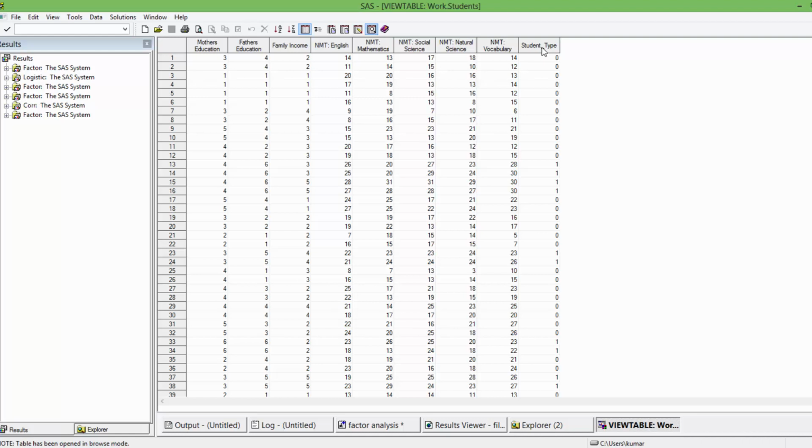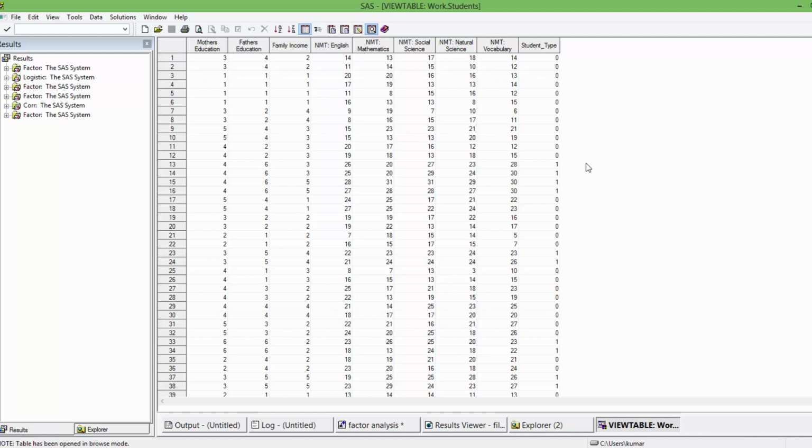What is our objective? Well, when we build a regression model, I'm going to do a logistic regression model. Once the factor analysis is done and I have the factors in place, I'll regress student type on all the other variables. So that's what my regression equation is going to be. How many independent variables do I have? From mother's education to vocabulary, I have 8 independent variables, and student type is my dependent variable.